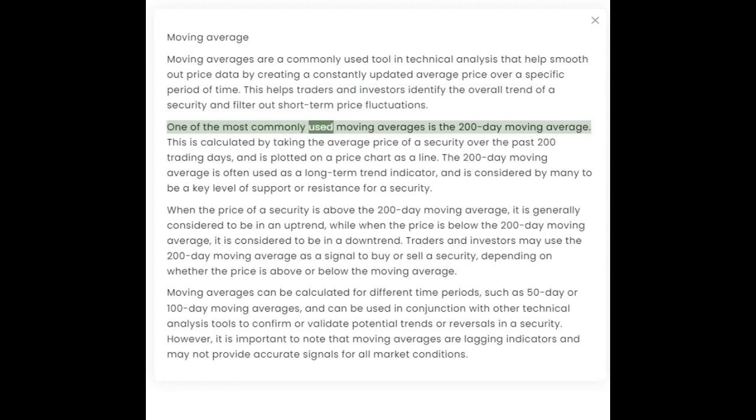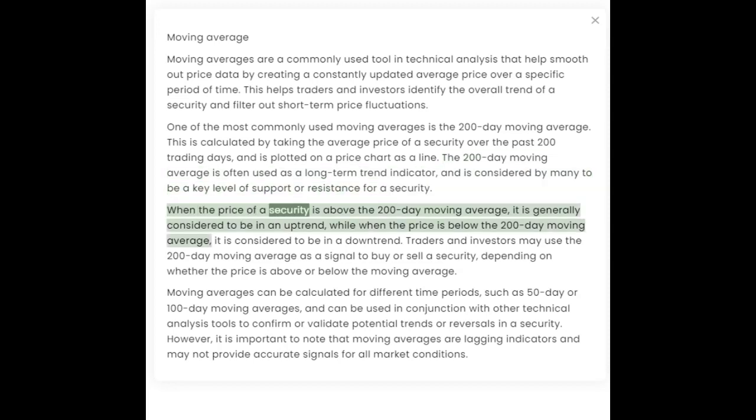One of the most commonly used moving averages is the 200-day moving average. This is calculated by taking the average price of a security over the past 200 trading days and is plotted on a price chart as a line. The 200-day moving average is often used as a long-term trend indicator and is considered by many to be a key level of support or resistance for a security.